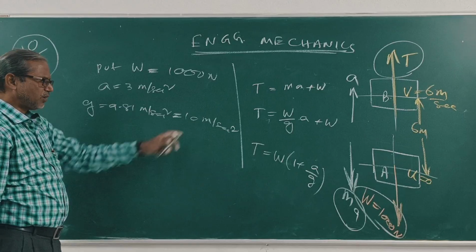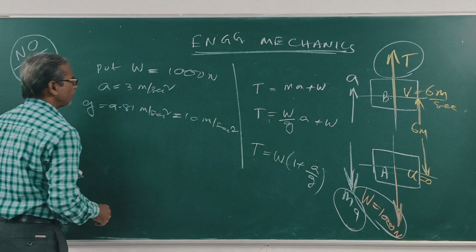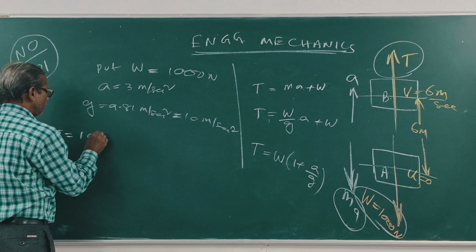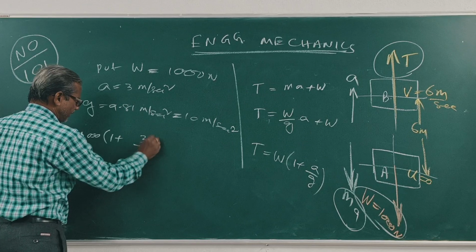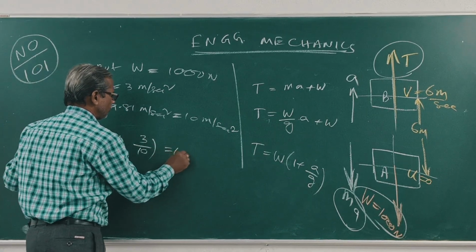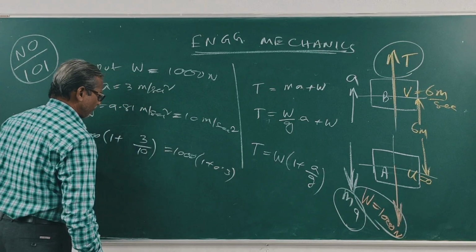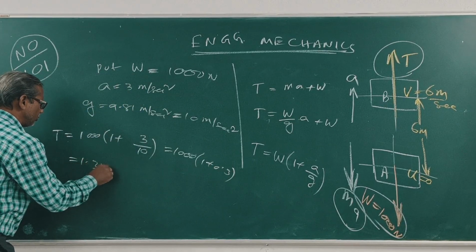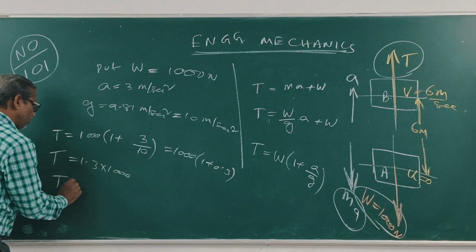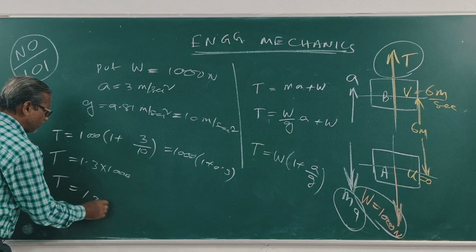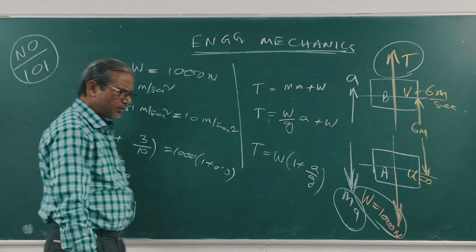Putting all the values, T is equal to W, 1000, into 1 plus A by G, 3 by 10, is equal to 1000 into 1 plus 0.3. This is 1.3 into 1000. So T is equal to 1300 Newton. Great.